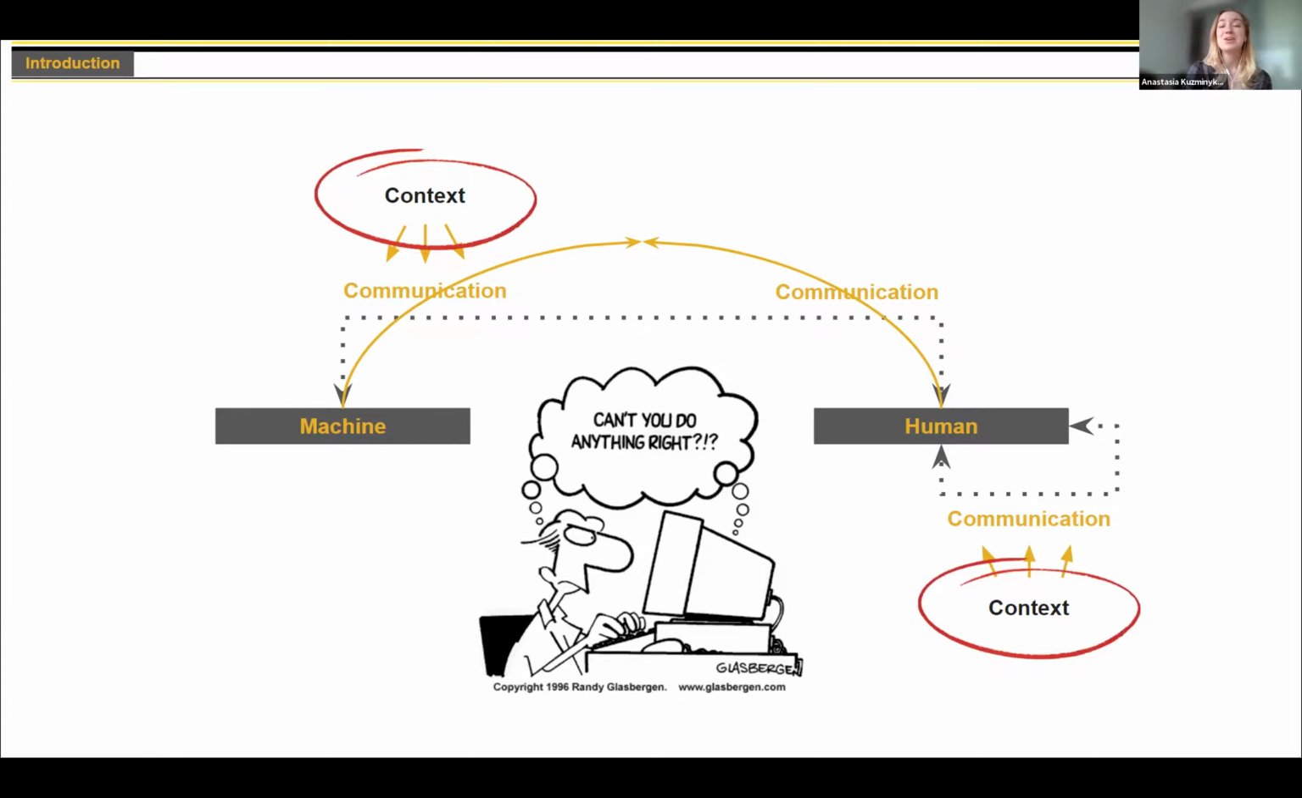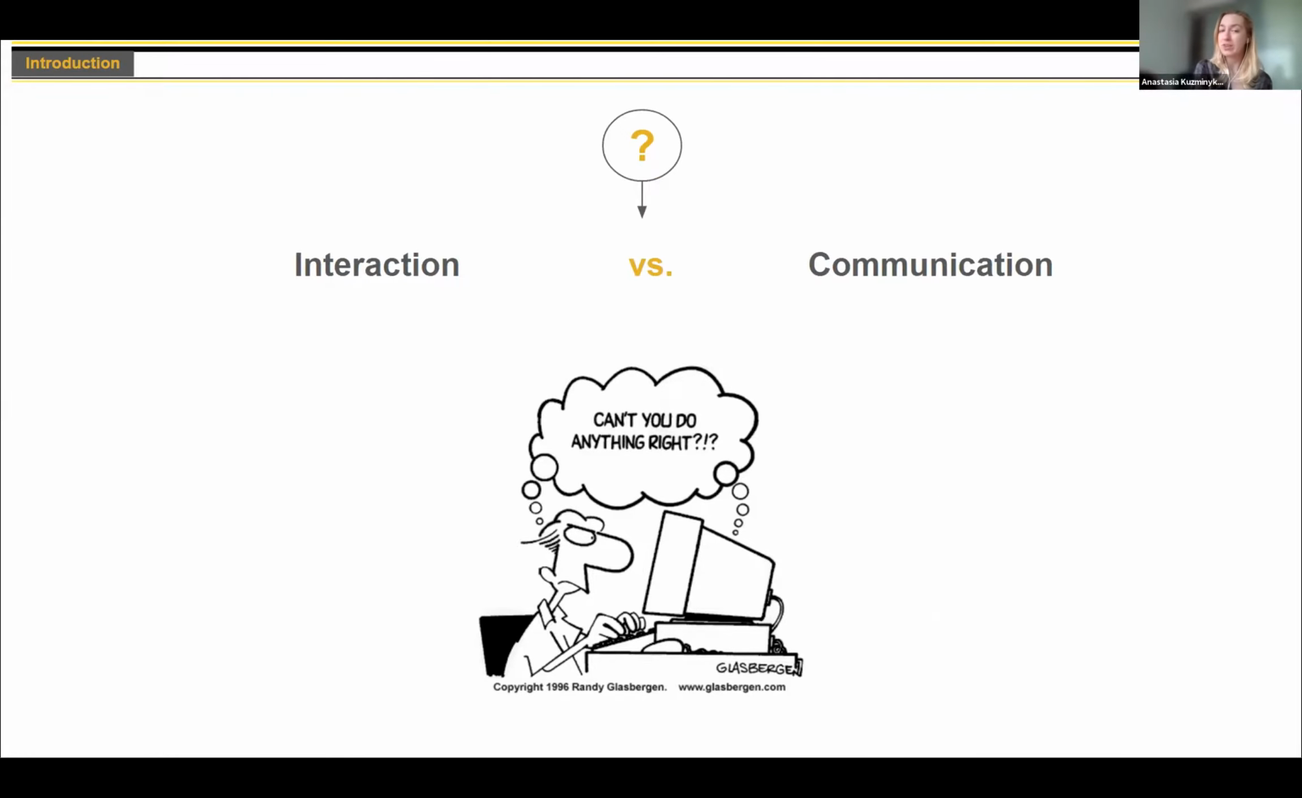So first, let's think about what is communication. And more specifically, what's the difference between interaction and communication? Any thoughts? It's actually a very complicated question. So, for the sake of time, I'm just going to jump towards the answer.